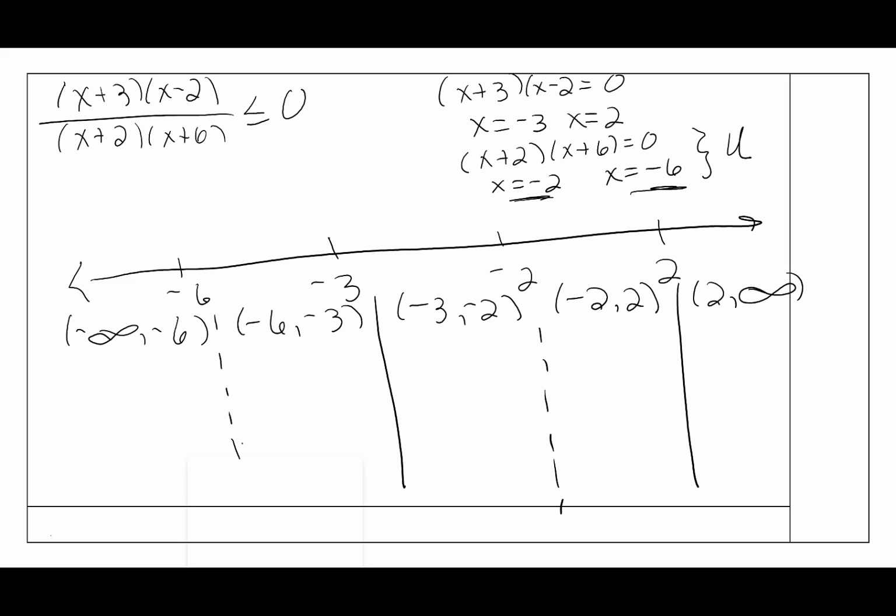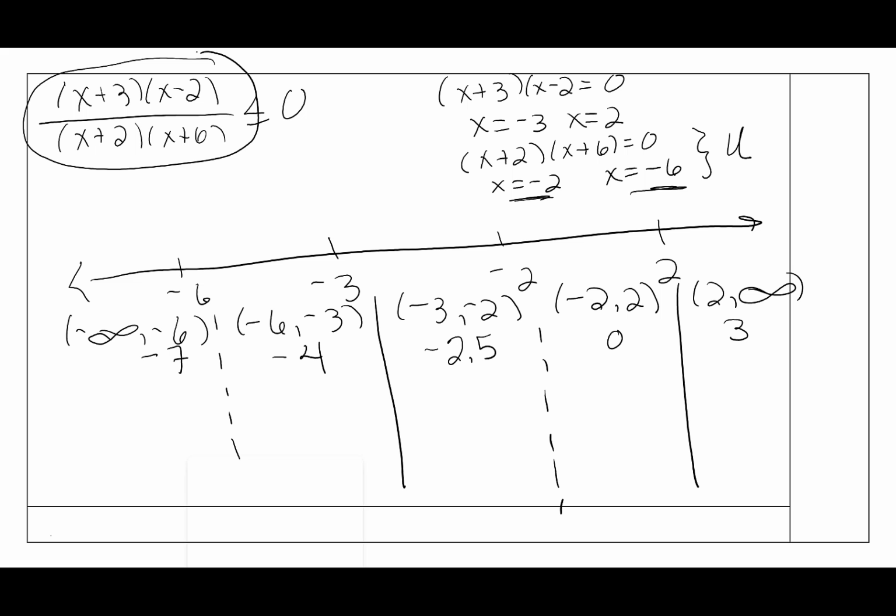Now we're going to pick a number in each interval. So maybe I pick like negative 7, negative 4. Between negative 3 and negative 2, maybe negative 2.5. You can always find a number between the two of them. Negative 2 to 2, I like 0, and 2 to infinity, I like 3. So what we're going to do now is plug them back into this x plus 3 times x minus 2 over x plus 2 times x plus 6.